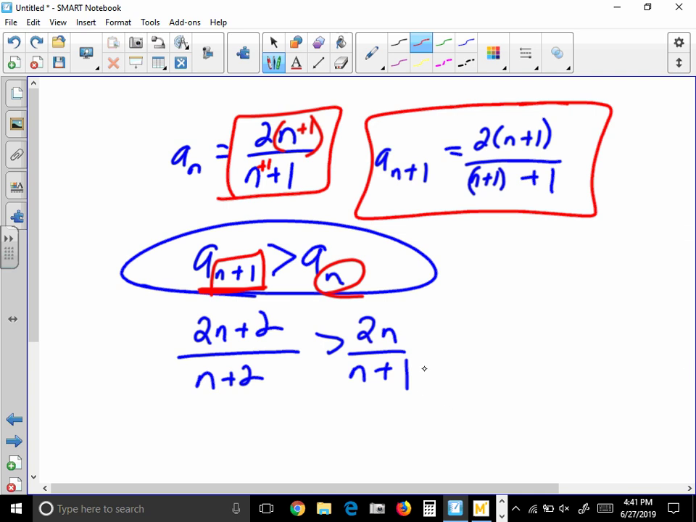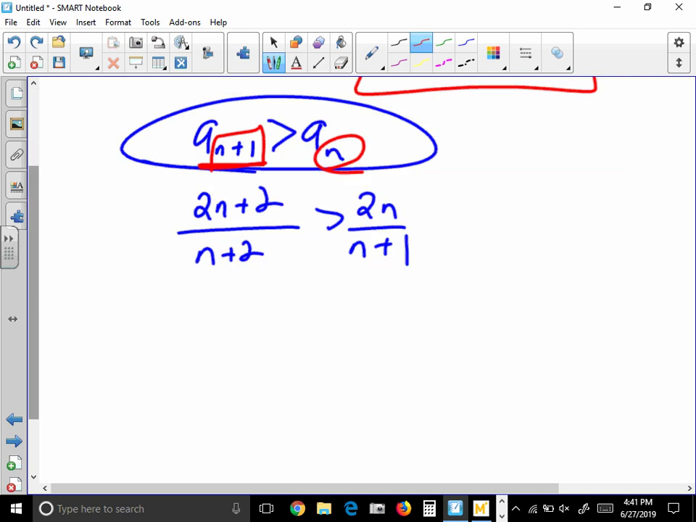Well, how do we do that? We would need to get rid of the fractions and show whether or not that's a true statement. Now, for time's sake, we're not going to do that right now, but we may do that in the future. There are one or two other things that we need to talk about before we conclude. So that's how we determine if things are monotonic.